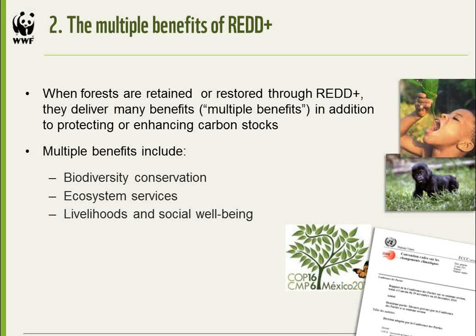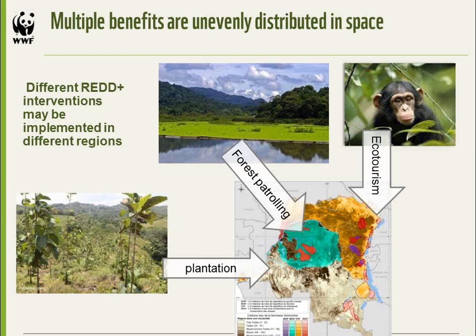An important aspect of REDD+ is that it has the potential to deliver benefits that are additional to the primary aim of climate change mitigation through maintaining or enhancing carbon stocks. These are known as the multiple benefits of REDD+ and can include social and ecosystem-based benefits. For example, for ecosystem-based benefits, forest biodiversity conservation and maintenance of ecosystem services, and livelihoods and social well-being on the social side of the benefits.